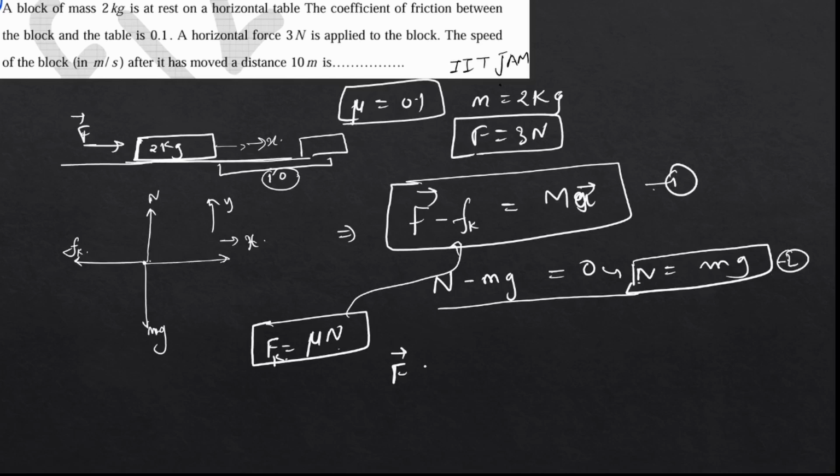So this is the equation that we will get: F minus N times mu, and it will be F minus mg times mu, is equal to its mass times acceleration.